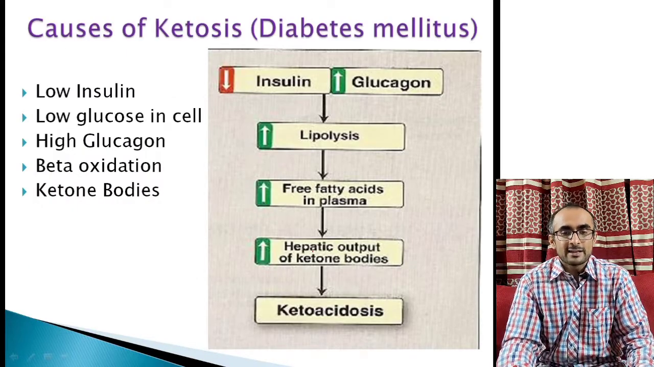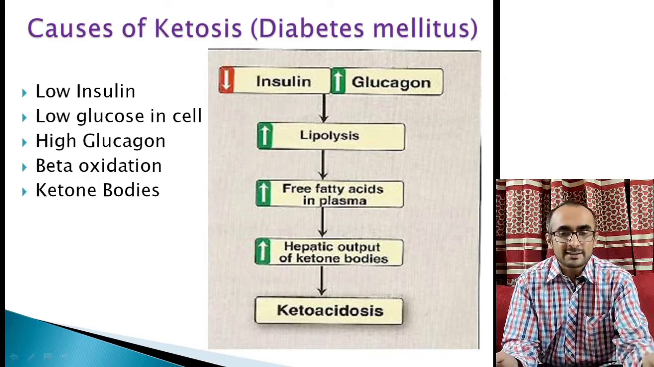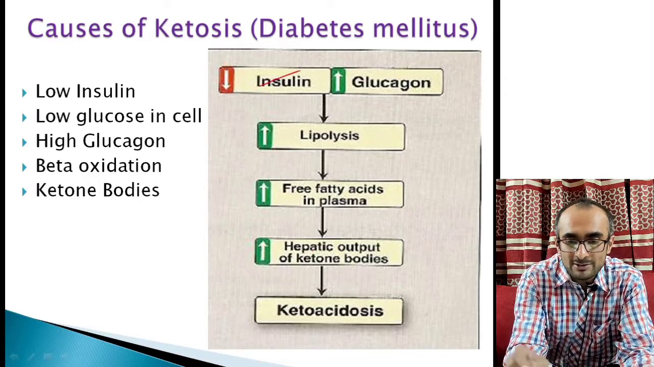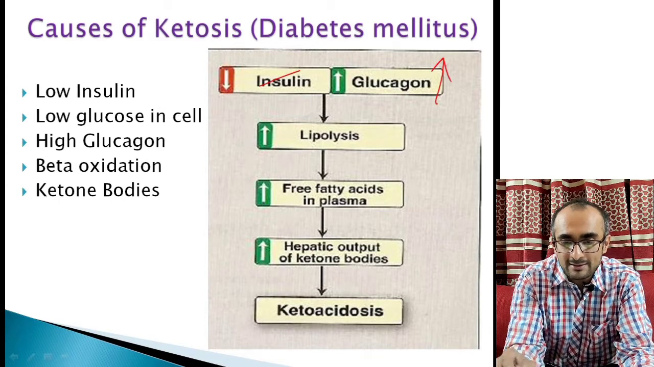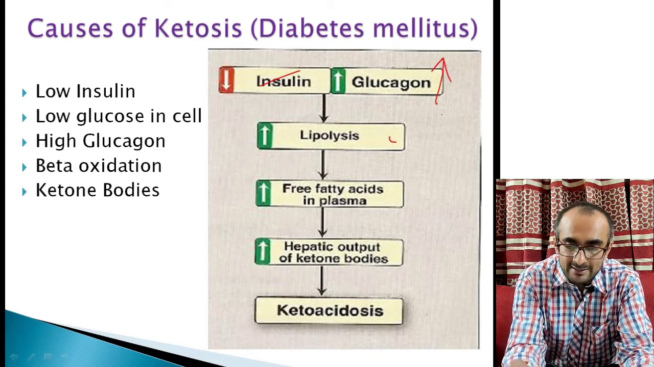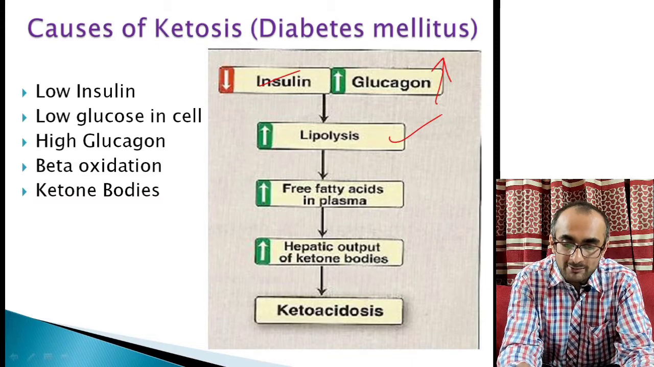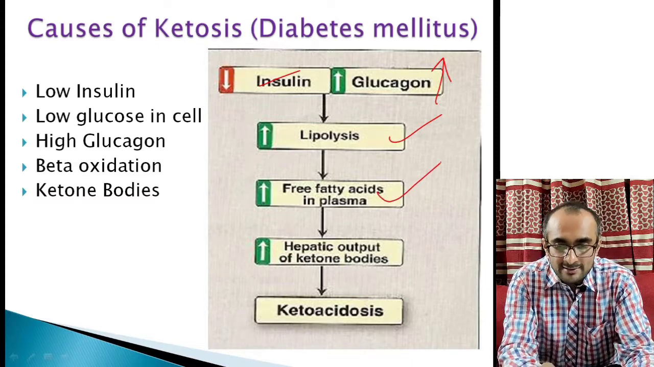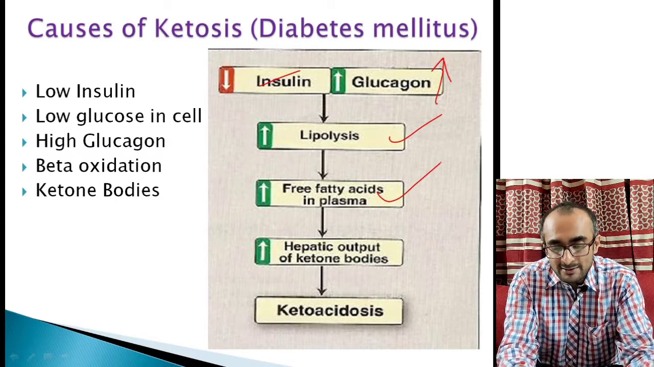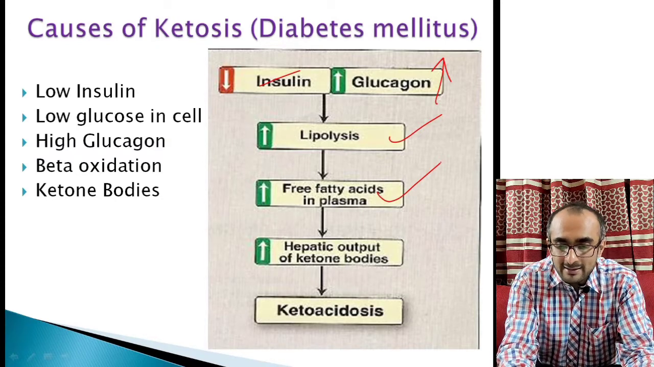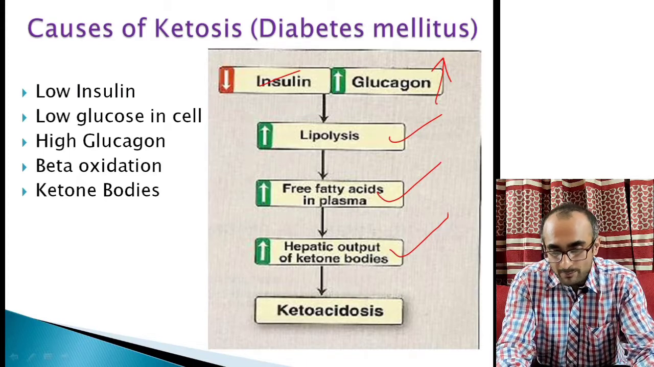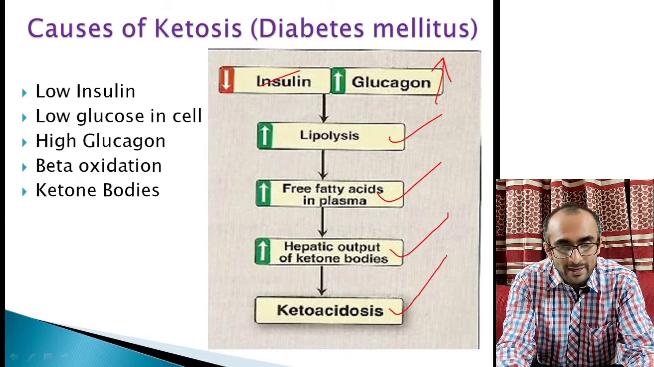So we can summarize them. The causes of ketosis: in case of diabetes mellitus, insulin is present in low concentration, so glucagon is increased. When glucagon increases, it enhances lipolysis. Lipolysis gives rise to a high fatty acid concentration in plasma, and these fatty acids enter the liver and hepatic cells. They promote ketogenesis, and more ketone bodies are produced, and that leads to ketoacidosis.